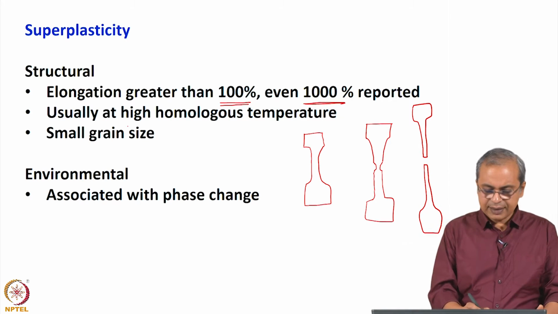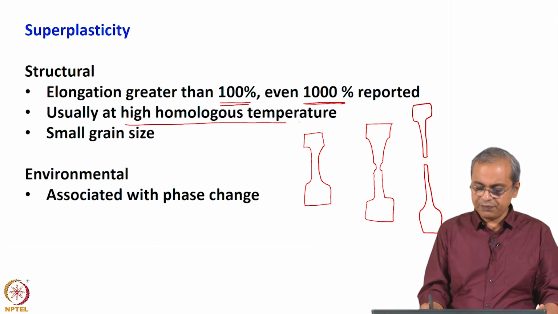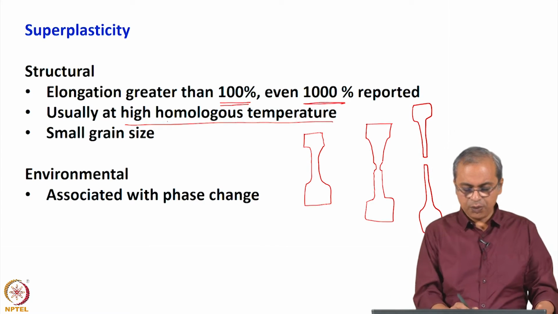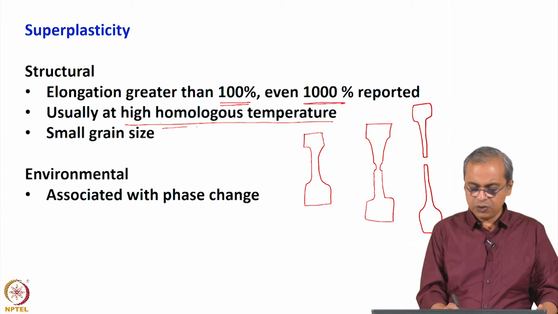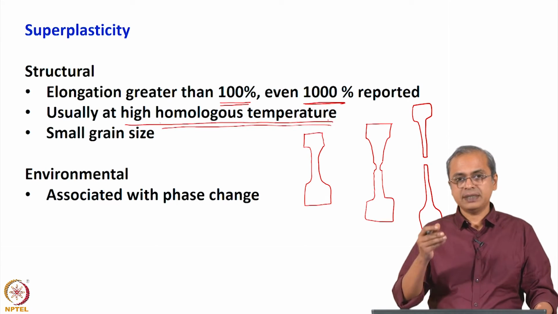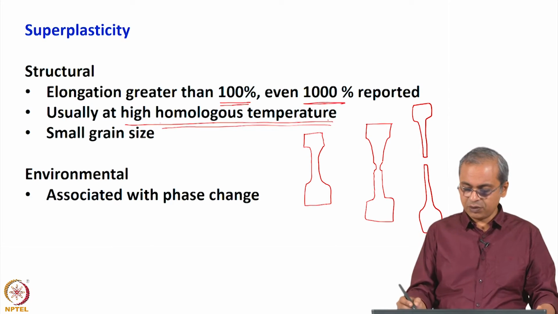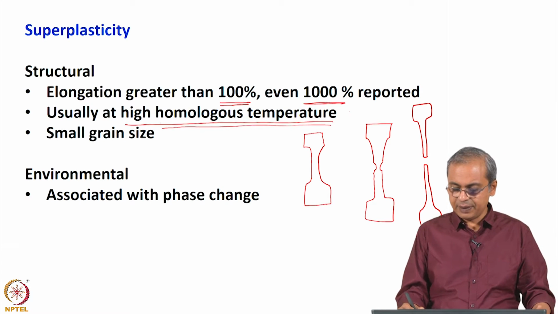This usually occurs at what is referred to as a high homologous temperature, and this homologous temperature refers to the temperature of the sample relative to its melting point. So whatever is the temperature of the sample, let us say the sample is at temperature Ts, divided by T melting point of that sample.